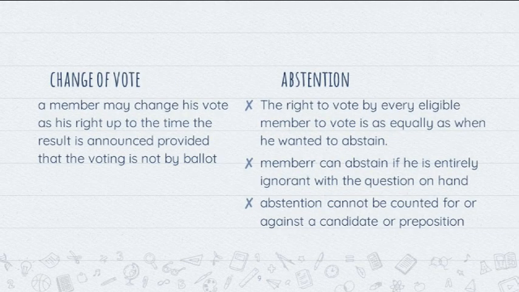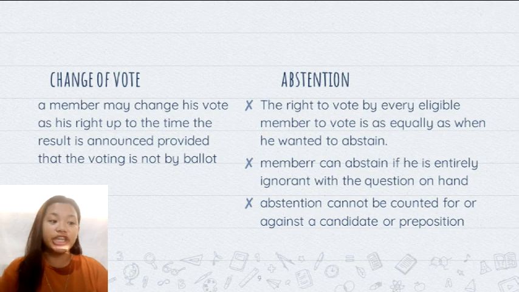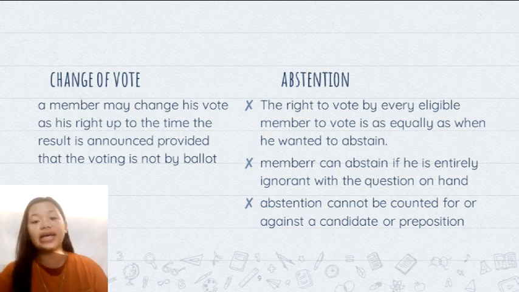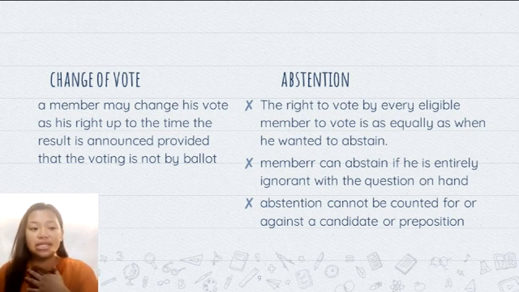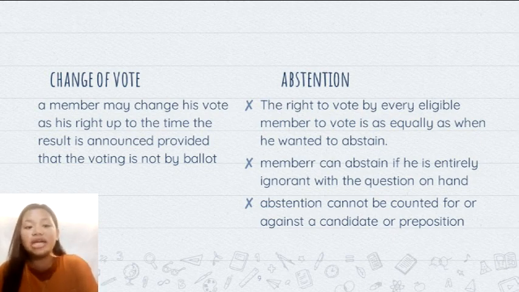Change of vote. A member may change his vote as his right up to the time the result is announced, provided that the voting is not by ballot. But after the result of the voting has been announced, no change of the vote is permitted, even by unanimous consent, except where there is clear proof of an error that logically warrants such change, as where a question has been mistreated by the chair.